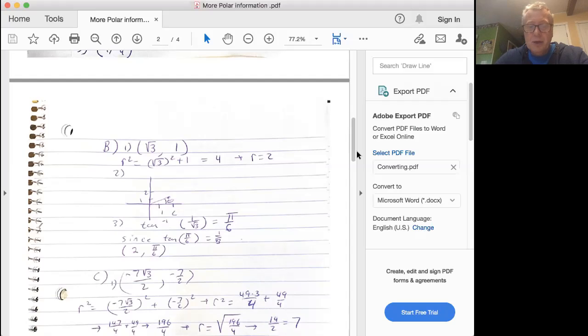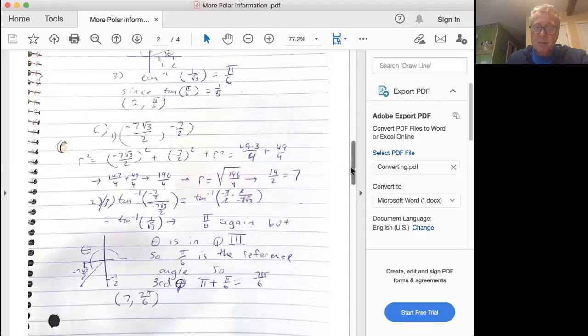And we get 2 pi over 6 for our point. And the last point is minus 7 square root of 3 over 2, minus 7 over 2. And again, we go through the process of finding r squared. R ends up being the square root of 196 over 4, which is 14 over 4, which gives us 7. And again, we go through the process of finding tangent inverse of minus 7 over 2, minus 7 square root of 3 over 2.